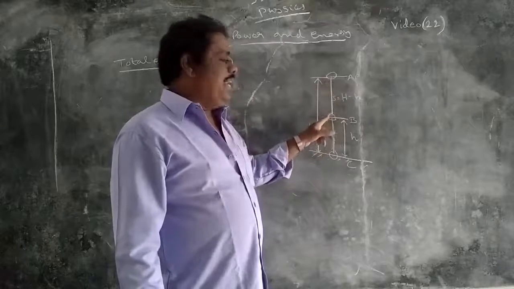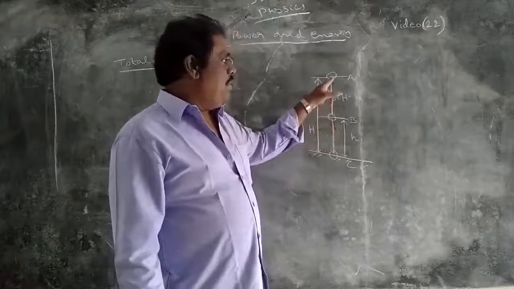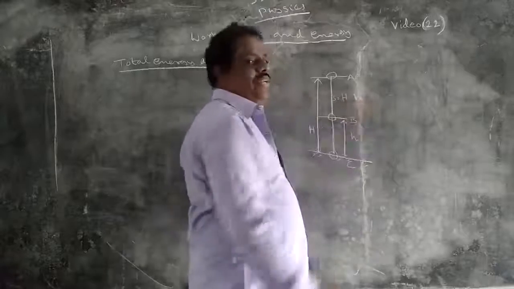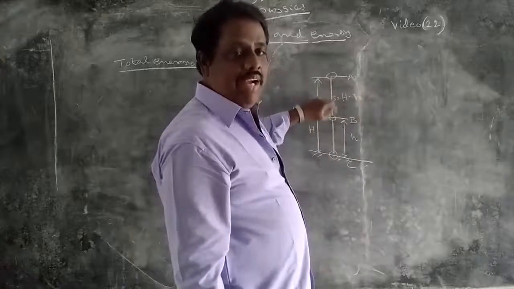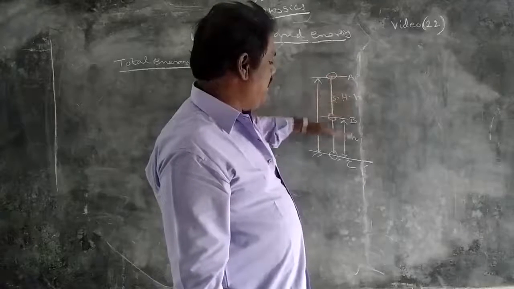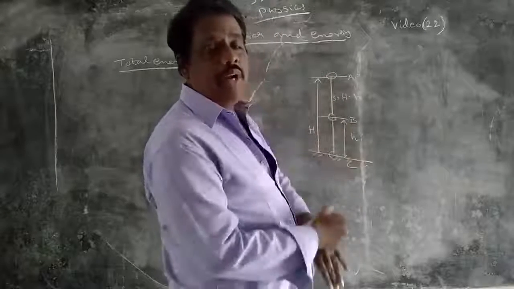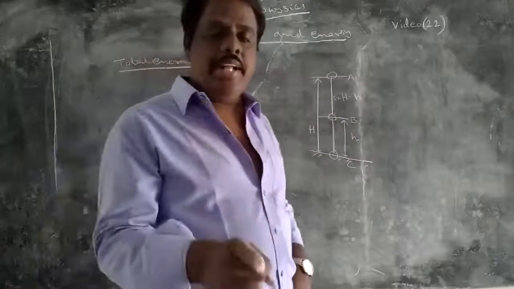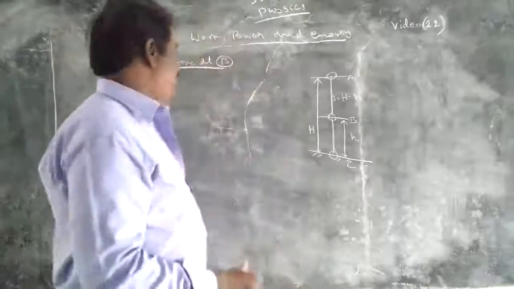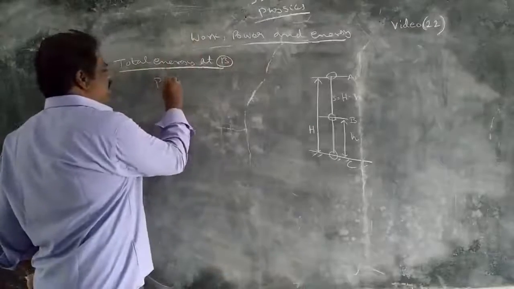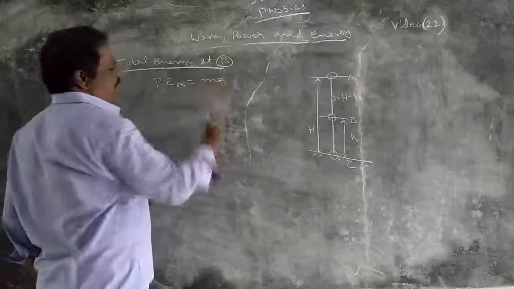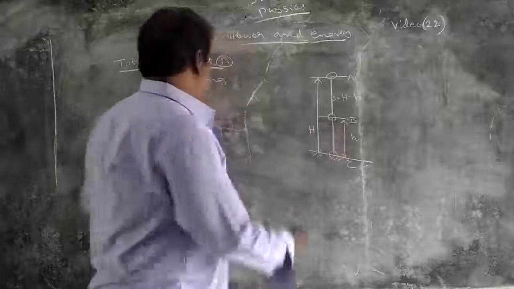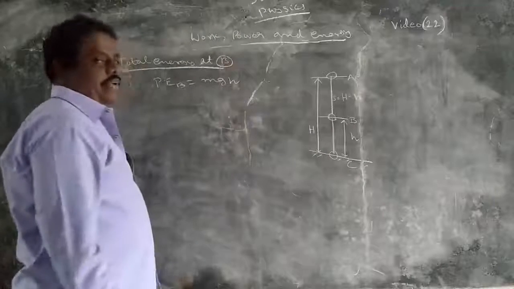Now, what is the total energy at B? When the body falls from A to B, it covers a distance equal to H minus h. That means it has kinetic energy because it is in motion, and also it will be at a certain height from the ground, so it has also potential energy. That means at B, the body should have both energies, potential energy as well as kinetic energy. So then what is the potential energy at B? Potential energy formula mgh, where the body at B is at height h from the ground. This is the potential energy at B.